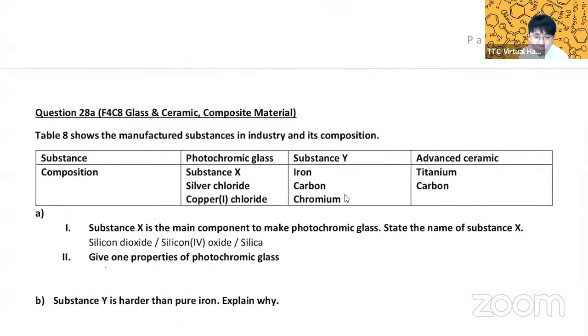Okay, so give one property of photochromic glass, as we said just now. It gets dark when exposed to sunlight, to UV rays. So it darkens when exposed to ultraviolet light or sunlight.